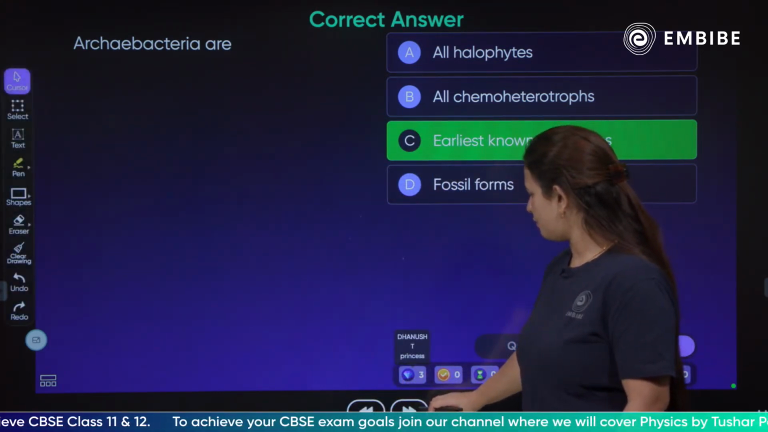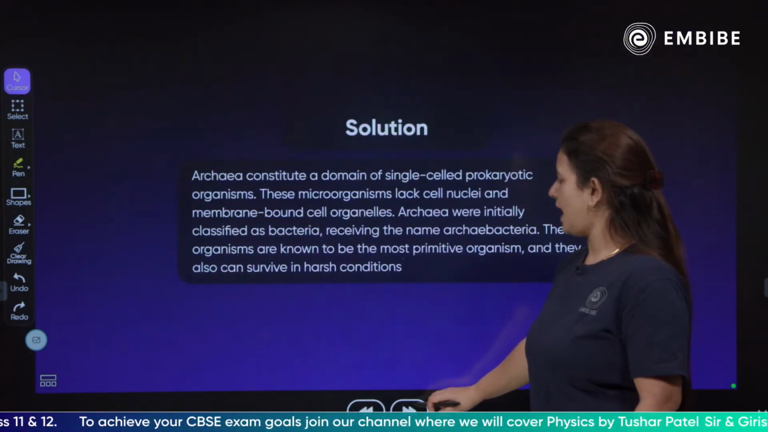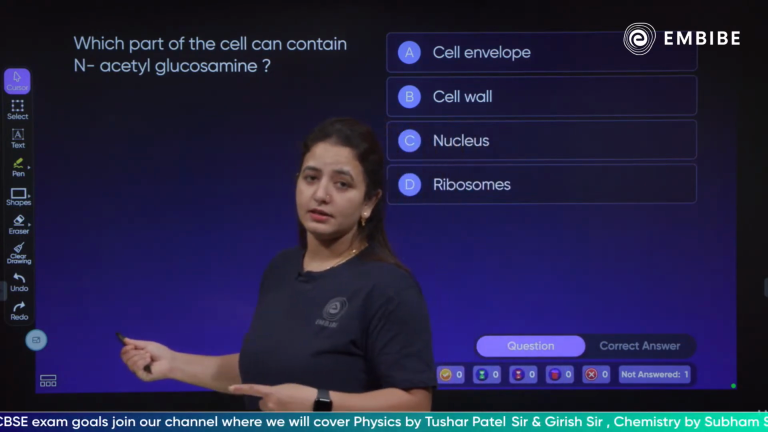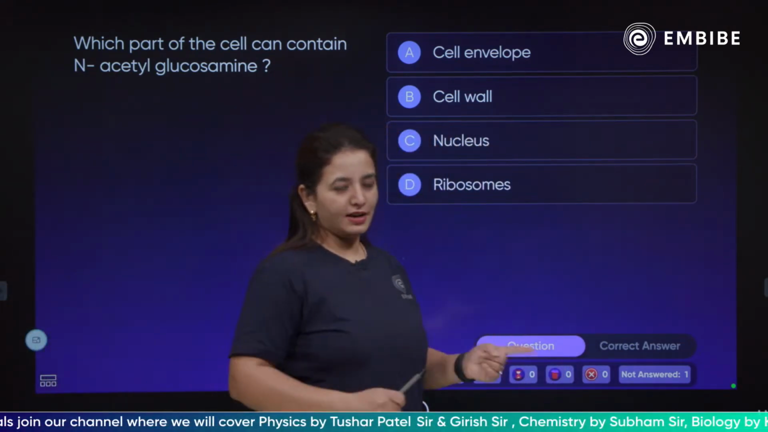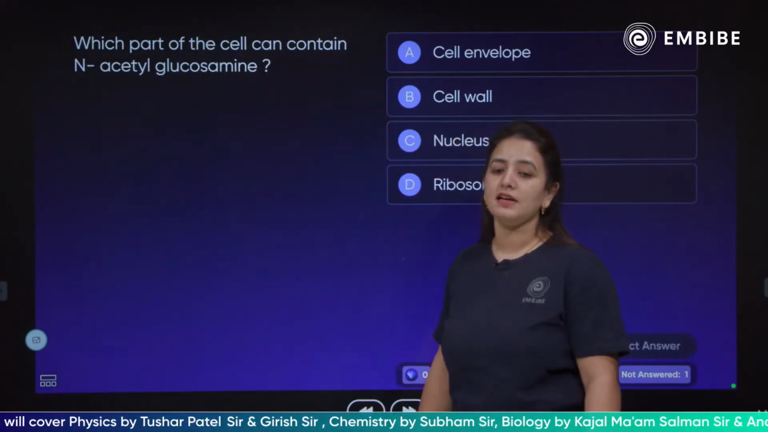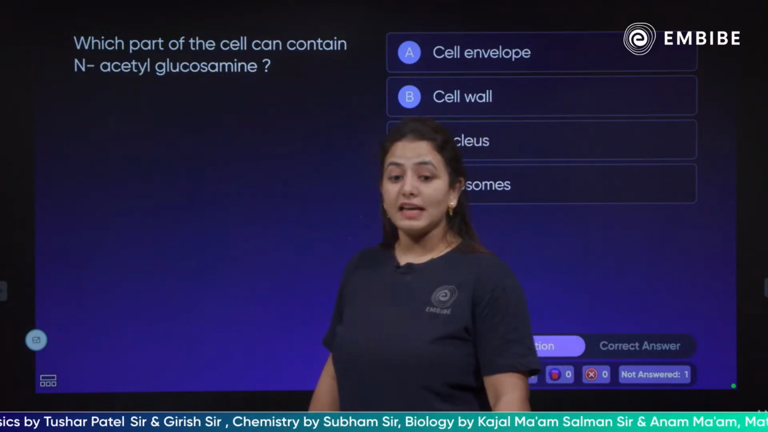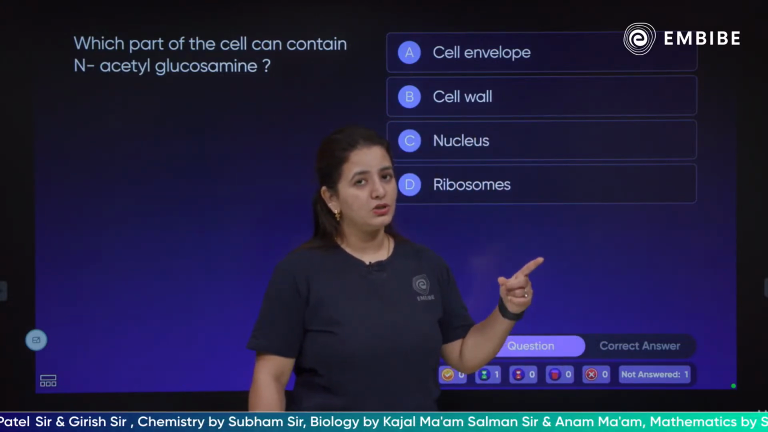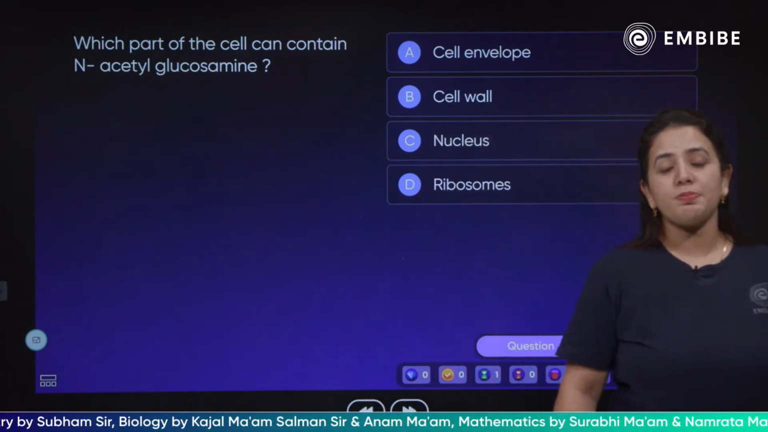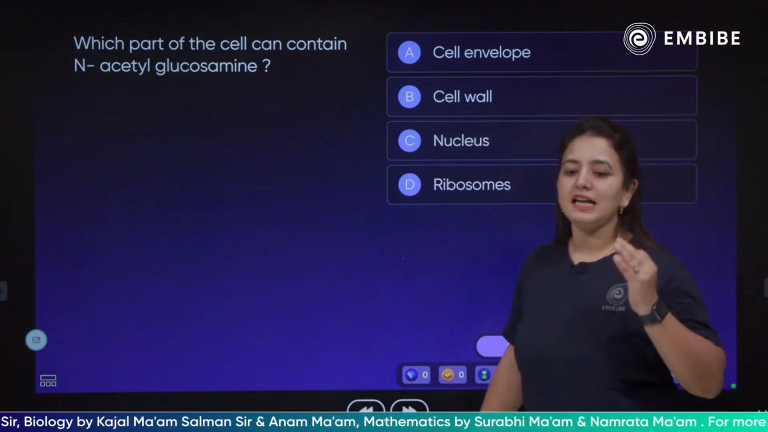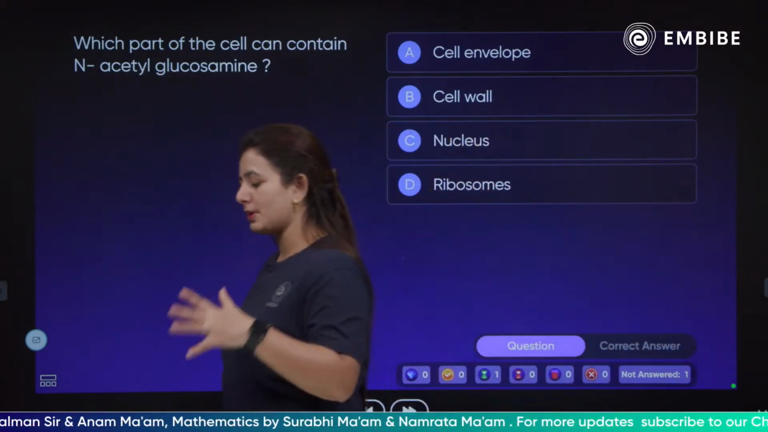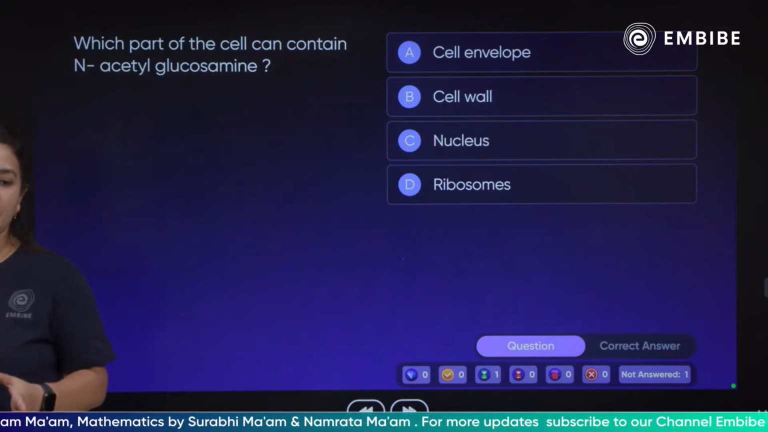Okay, so moving forward, children, next we have another question. I think this is something we have already done in the previous lecture. Before we move forward, which part of the cell contains N-acetyl glucosamine? When we were discussing the features of the monerans, which part of their structure contains N-acetyl glucosamine? Just sharpen your memory a little bit. Yesterday only we discussed it.